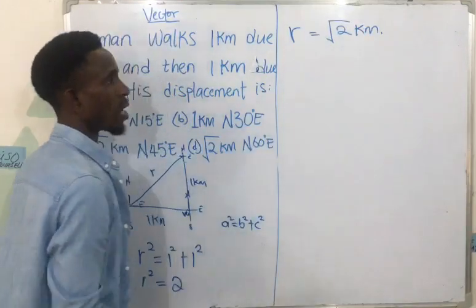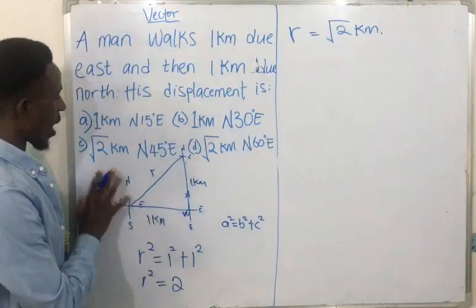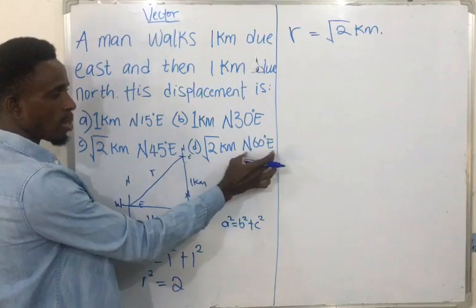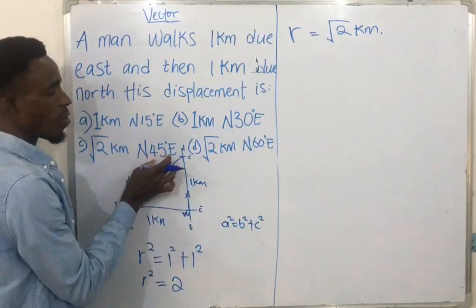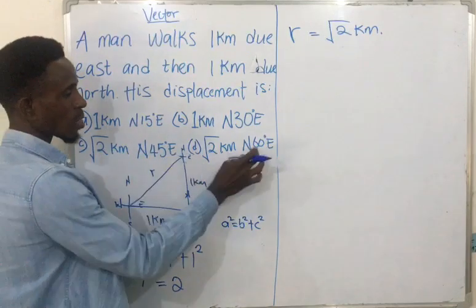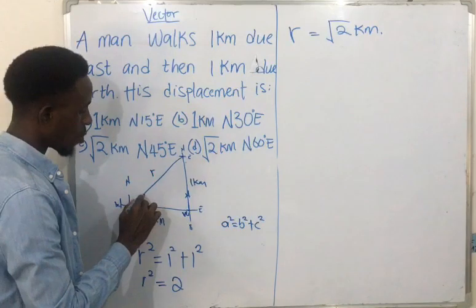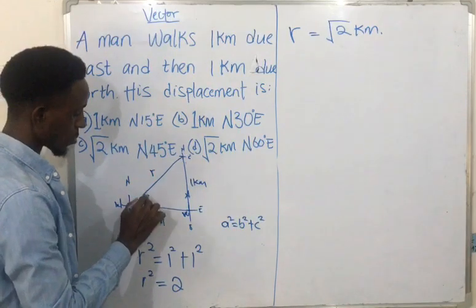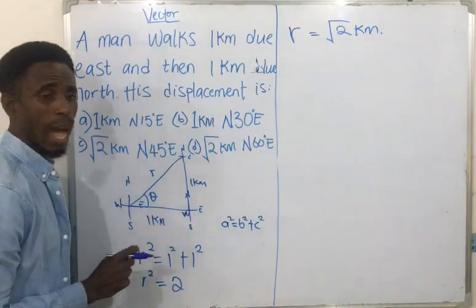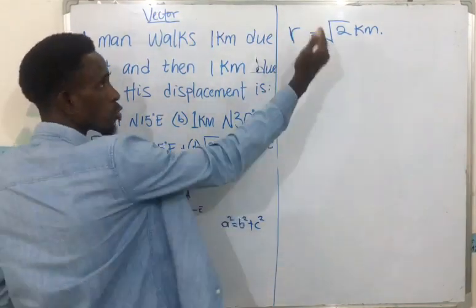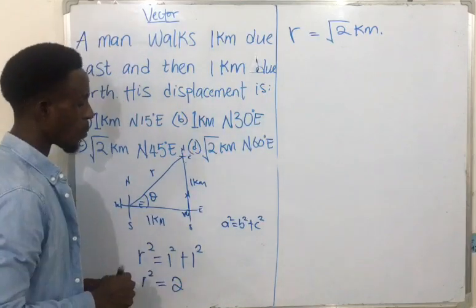Root 2 kilometers. Now that's not all, because what I have here is root 2 kilometers. I still have root 2 kilometers, but now the angles are different. I have not 45 degrees east and not 60 degrees east. So I'll have to look for the angle here. To look for the angle, remember, vector must have magnitude and direction. So I have magnitude, I'm looking for my direction.